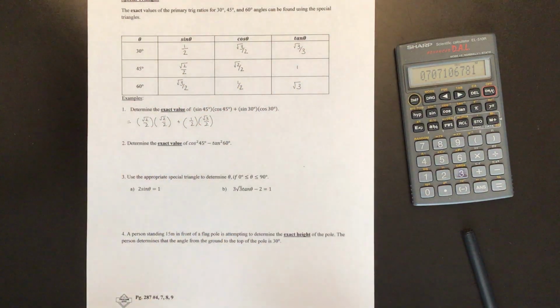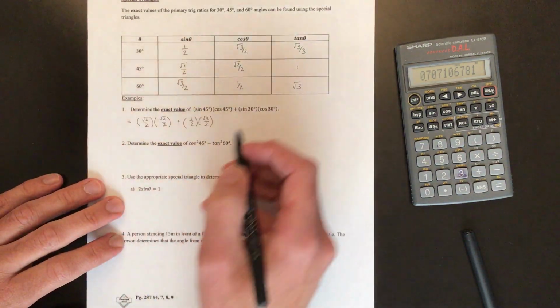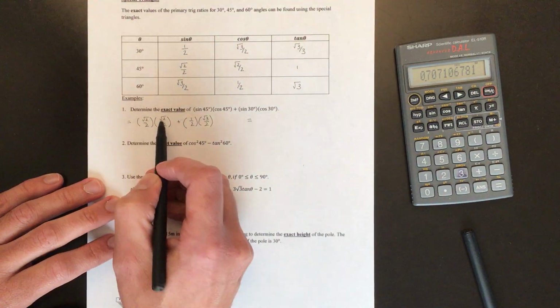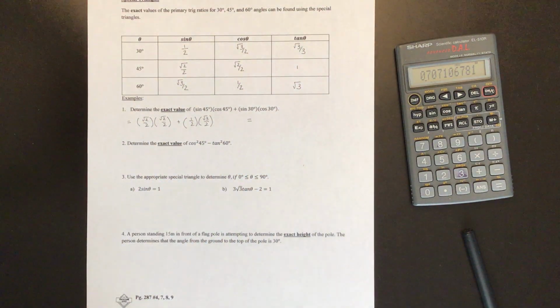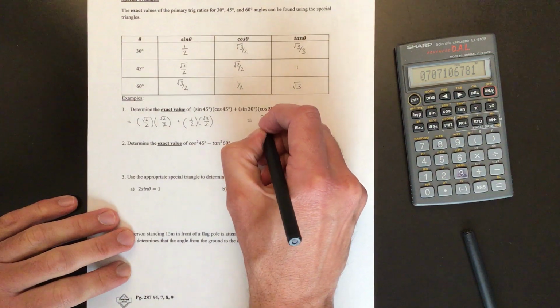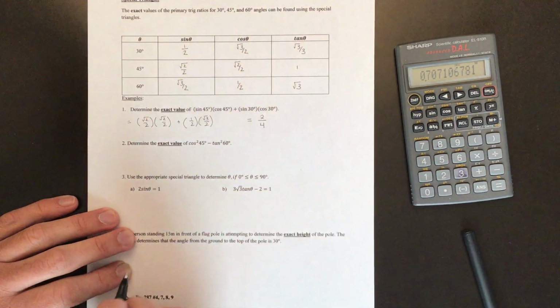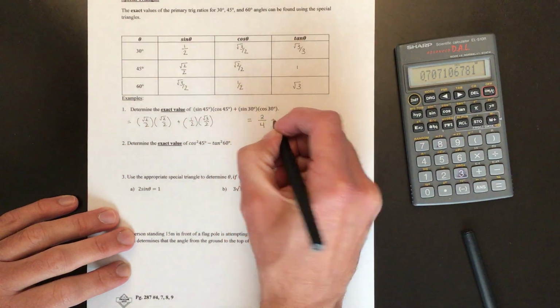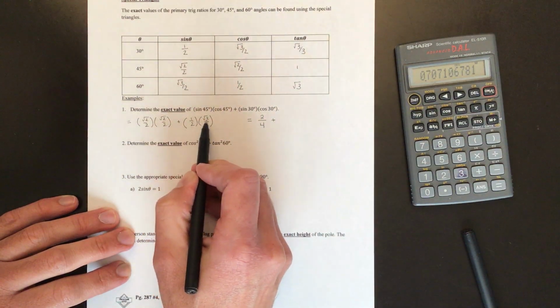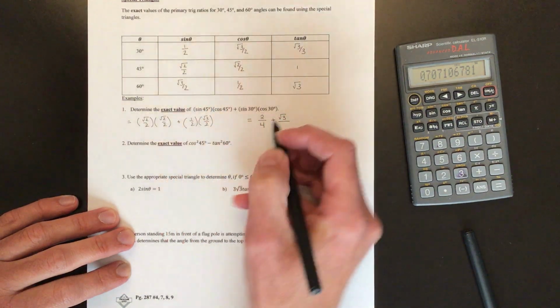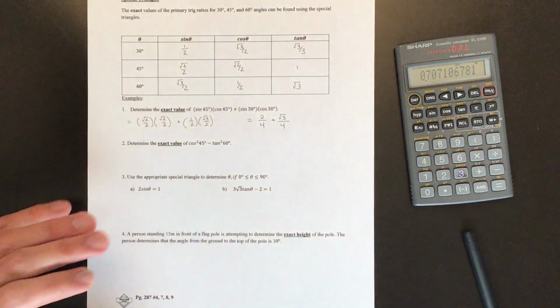And when it comes to multiplying fractions, remember we multiply across the top, multiply the numerators together, multiply the denominators together. Now I don't have a whole lot of space here, so I'll go over here. Root 2 times root 2 is root 4. Square root of 4 is 2. And then the denominator 2 times 2 is 4. Plus 1 times root 3 is root 3. 2 times 2 is 4.